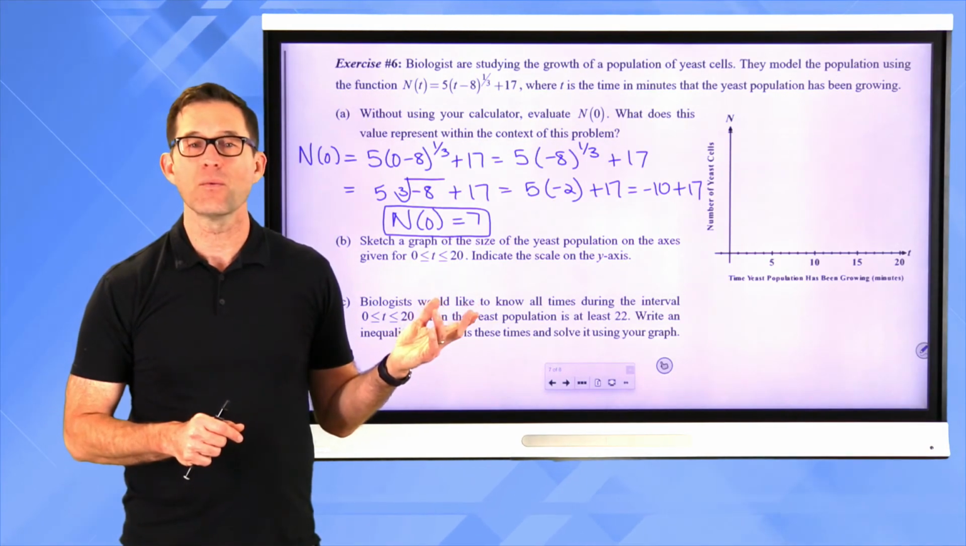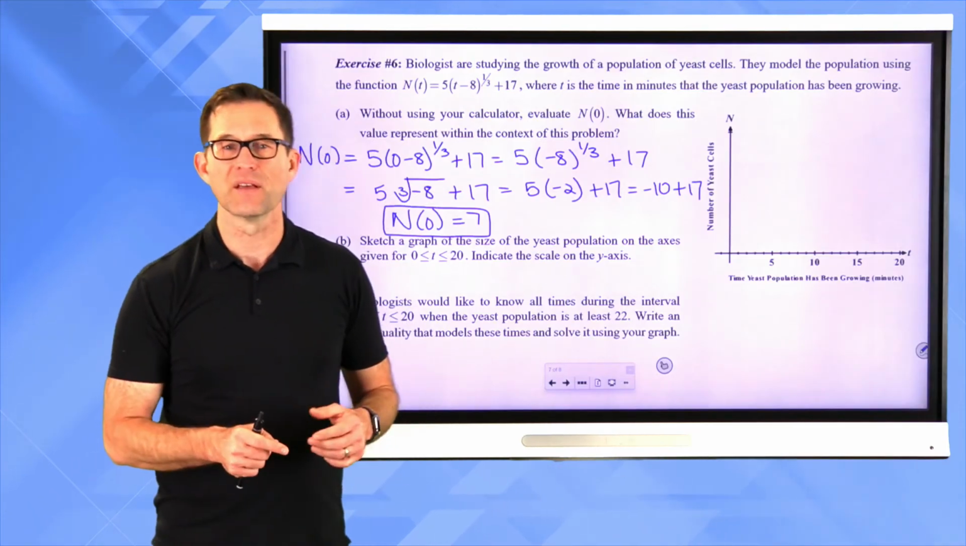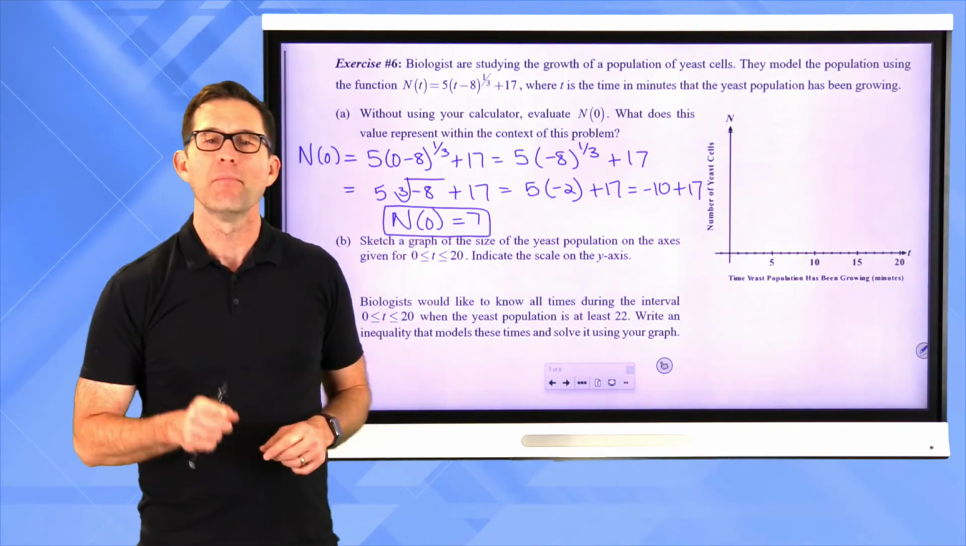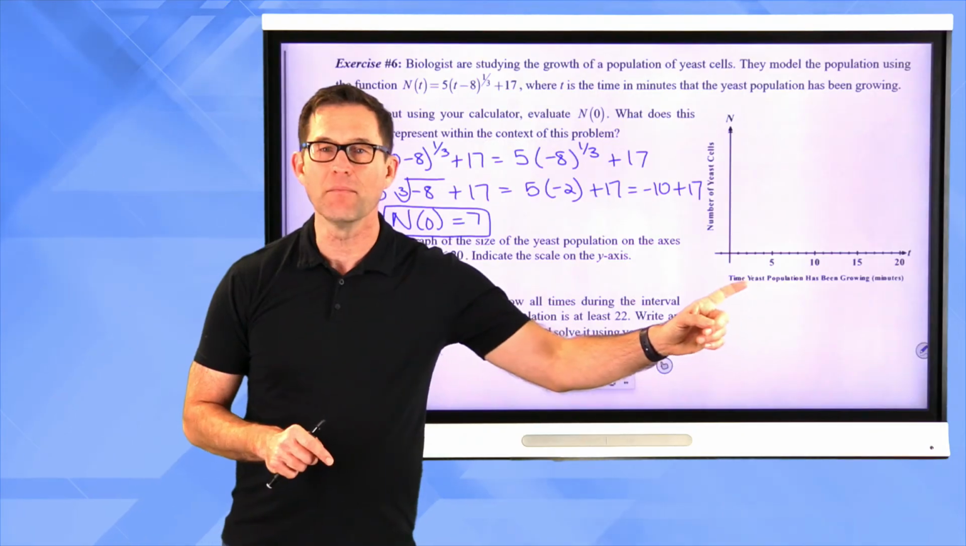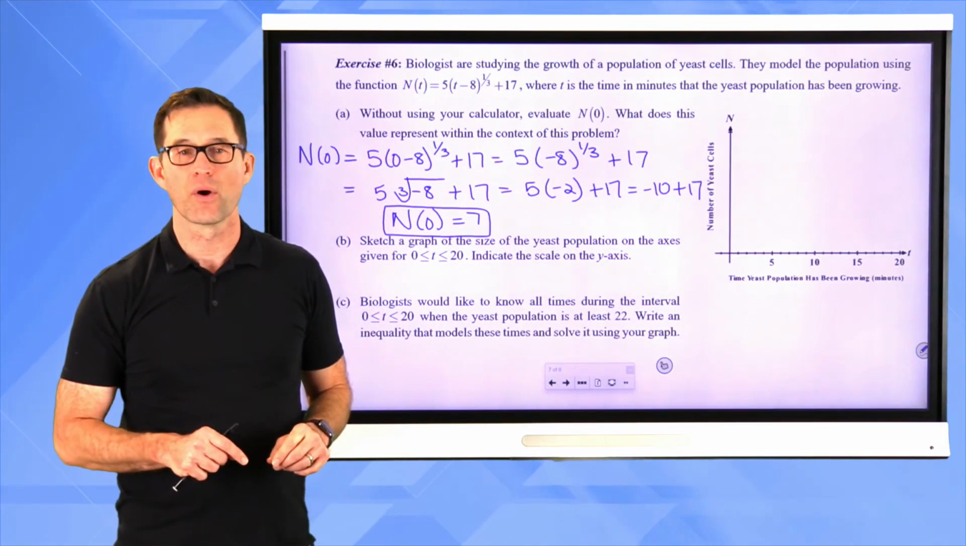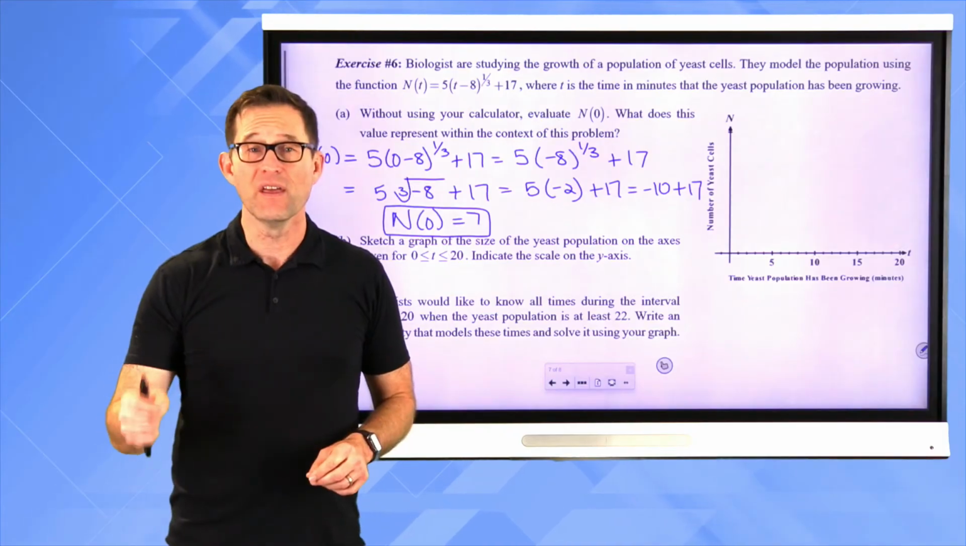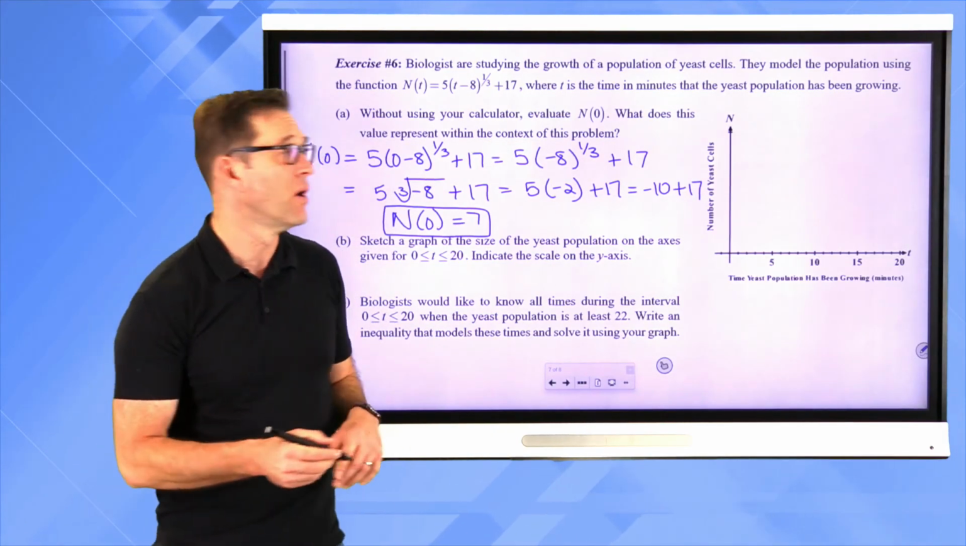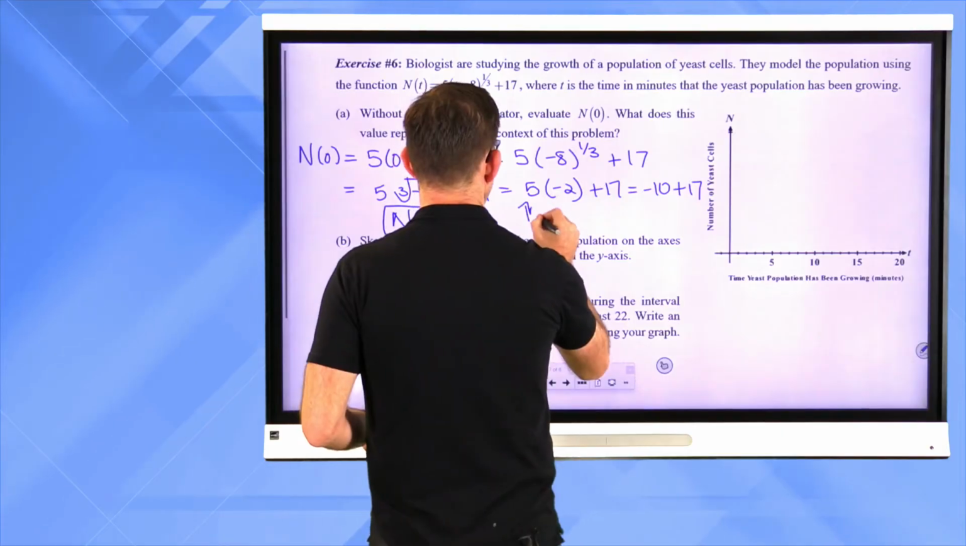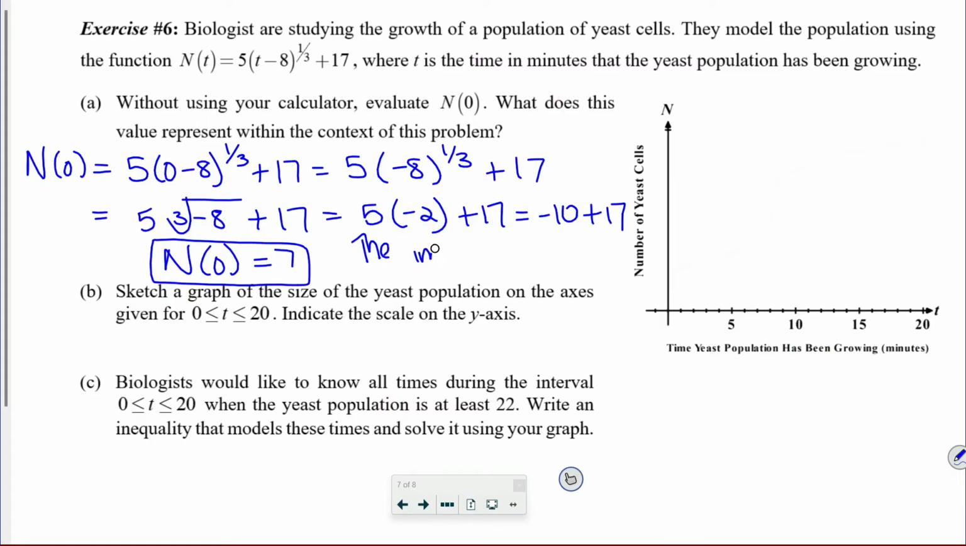Now, what does this represent? Well, obviously, it's the y-intercept because it's the output when the input is 0. But more importantly, right, the input is the time since the yeast population started to grow. N is the number of yeast cells, so it represents the initial number of yeast cells. All right, the initial number of yeast cells.